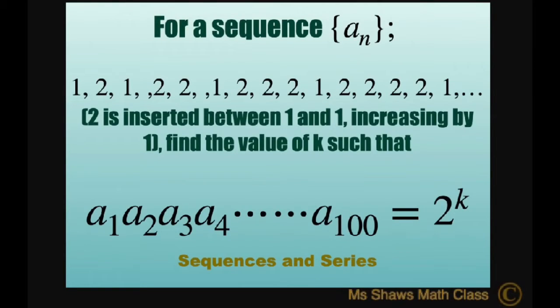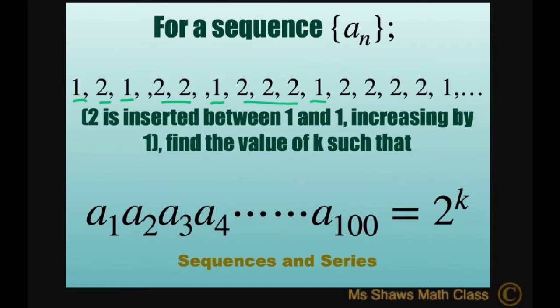Everyone. For sequence a sub n, we have 1, 2, 1, 2, 2, 1, 2, 2, 2, and so forth. So 2 is inserted between 1 and 1, but increased by 1. So we have a 1 here, you have 1, 2. And then you have 2 2's. Then there's another 1, 3 2's.